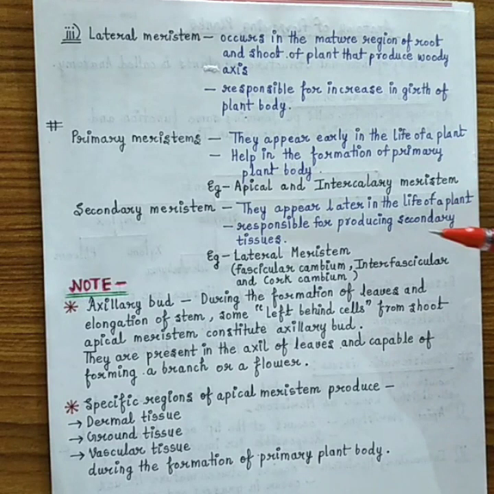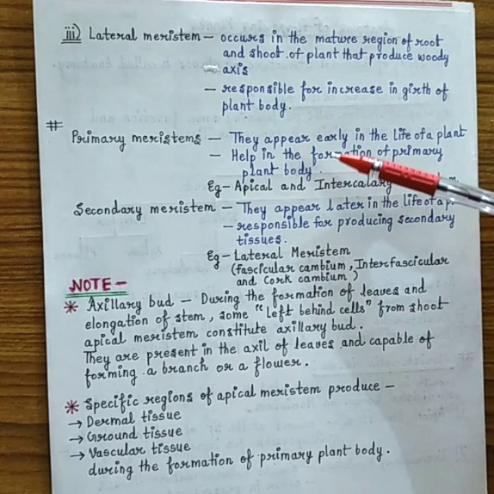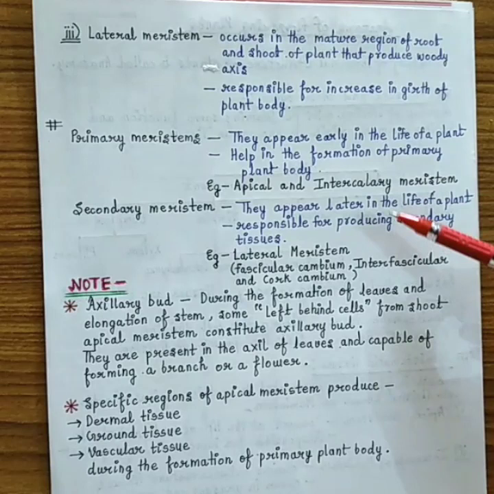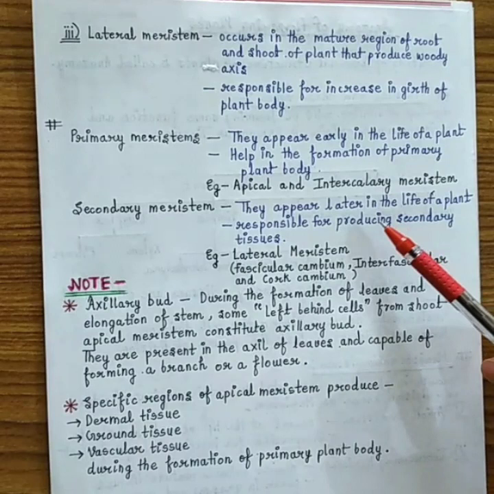Jo meristem plant ke initial phase mein appear karta hai, that is primary meristem, and they help in the formation of primary plant body. Ye primary plant body ke formation mein help karta hai, the initial phase. So apical and intercalary meristem, both of them are included in primary meristem, whereas secondary meristem, they appear later in the life of a plant. They come in the later phase and they are responsible for producing the secondary tissues.